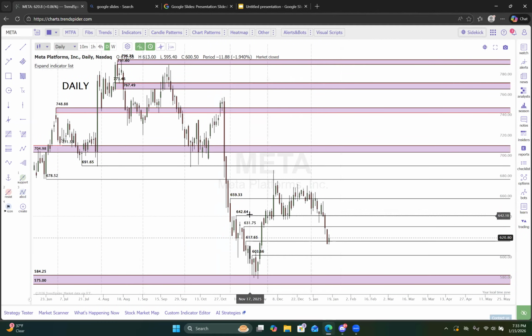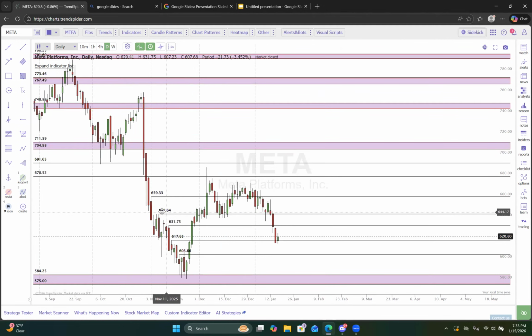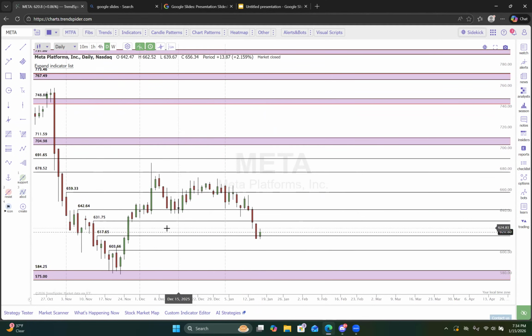Honestly, we really need to get above 625, ideally. Sorry, I don't know where I saw 625. Holy crap, 643. We need to get above there. I don't know how I read that as 625. If we get above 643 here, I think we can see a potential squeeze higher.